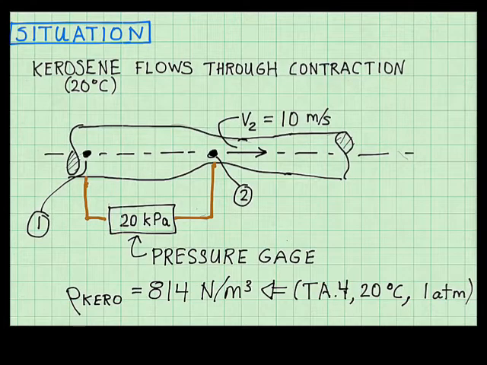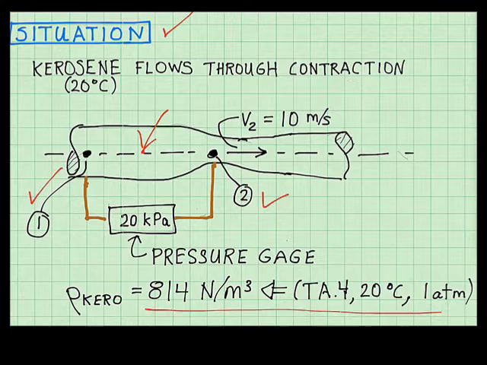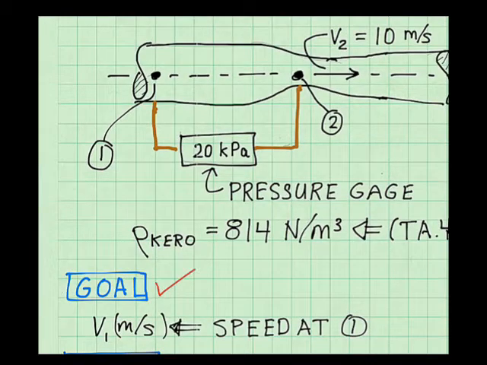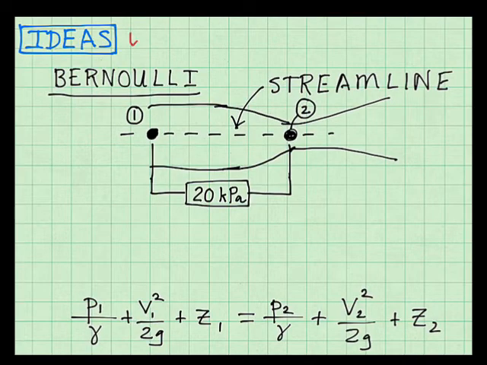This is how I document my situation. Notice that I label point 1 and point 2 on the center streamline, which is here. Notice my fluid property here. I actually wrote this down later in my process when I recognized what property I would need. The goal is the speed at point 1. This is right here. To find an idea to reach my goal, I recognize that the Bernoulli equation applies.